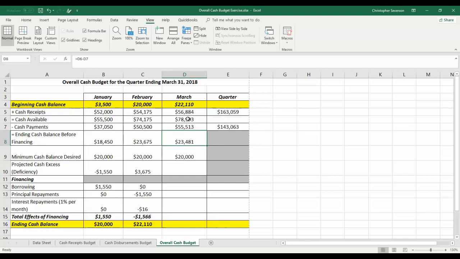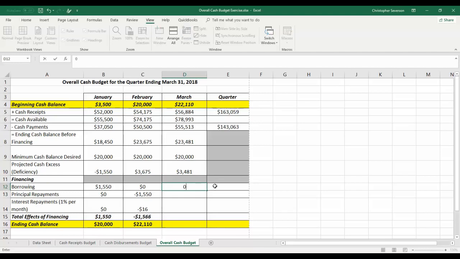Just take a look at it and see if it follows the logic you'd expect. If we had $78,000 and we paid out $55,000, you know that that amount has to be smaller than $78,000 rather than larger. That'll be the way to know whether your signs are in the proper direction. We have $23,481. We wanted $20,000. So subtract them, and we're above by $34.81, which is good.